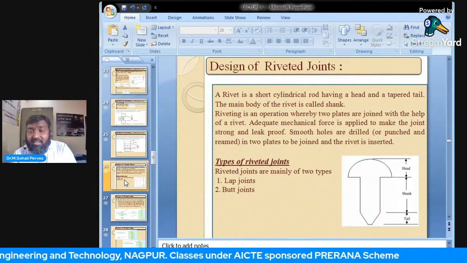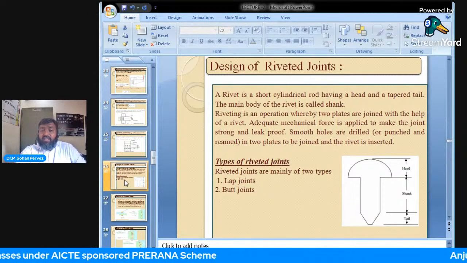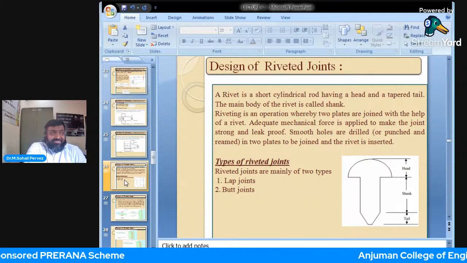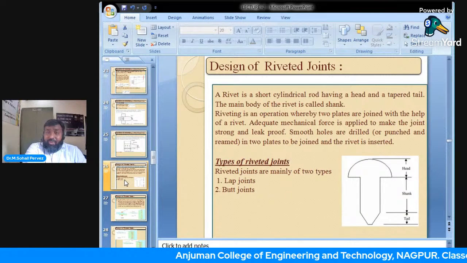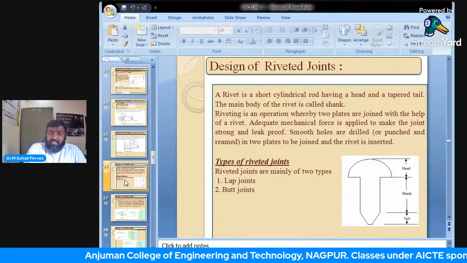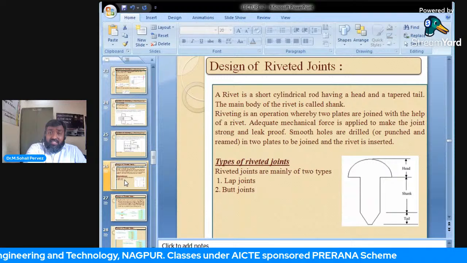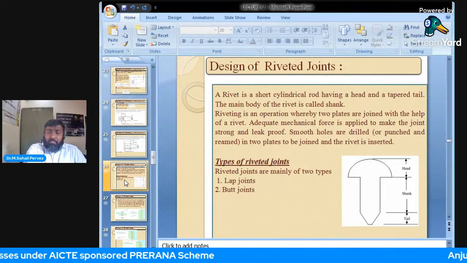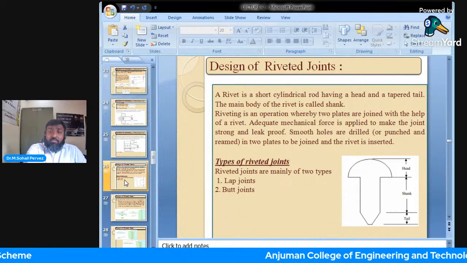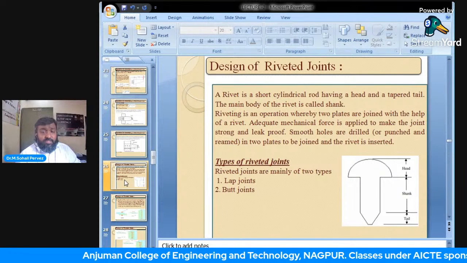And my friends, the very next and very interesting topic is riveted joints. All the automobile bodies and aeroplane bodies are riveted, welded, or brazed, but the basic strength is given by a riveted joint if it is of permanent nature. If it is of temporary nature, then nuts and bolts will be used.